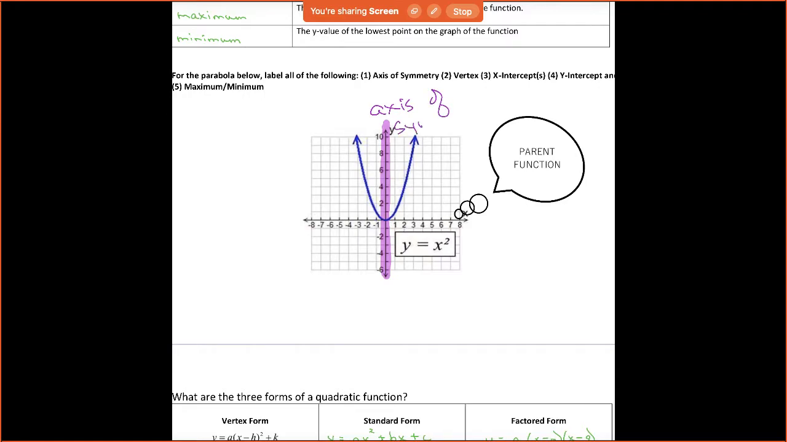Perfect, Jordan. If I could take my iPad and fold it, I can't, but you could take your paper. If you folded it right there on that y-axis, everything on the left side would match up with the right side.